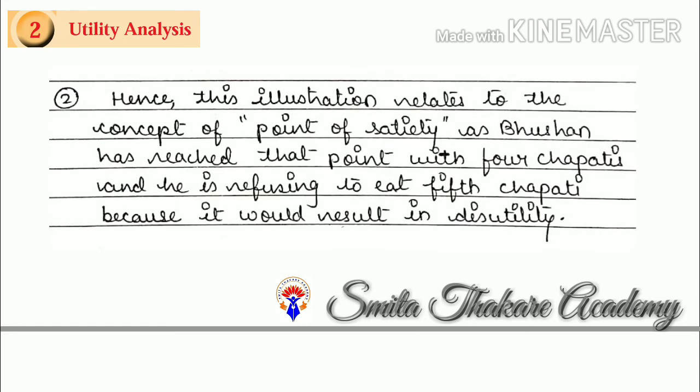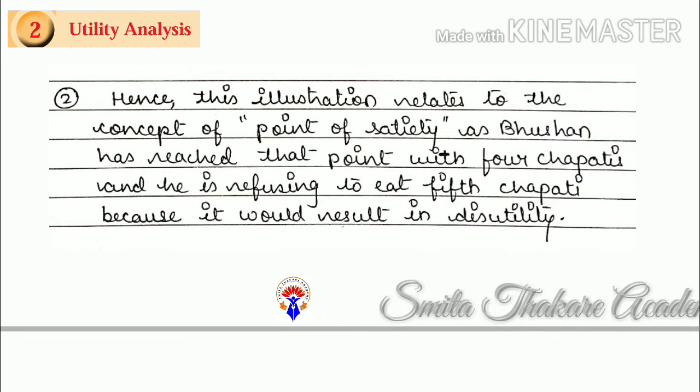Therefore, this illustration relates to the concept of point of satiety as Bhushan has reached that point with 4 chapatis and he is refusing to eat the fifth chapati because it could result in disutility.